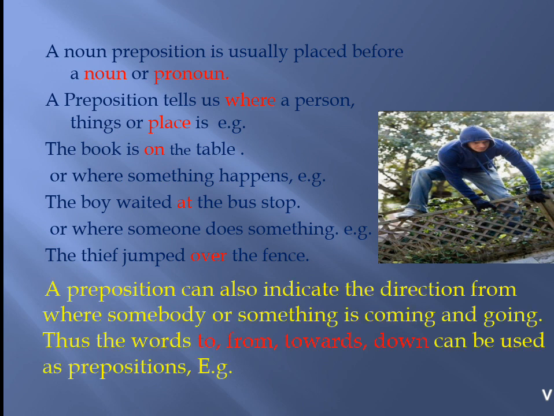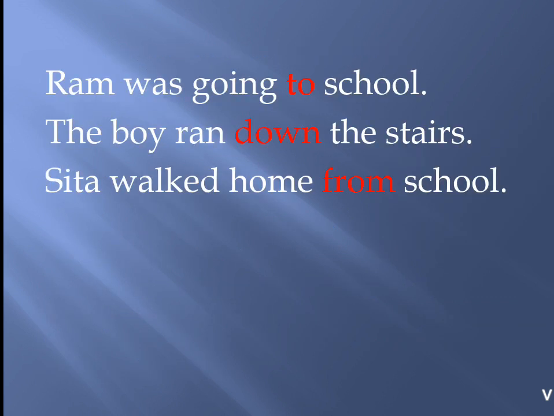A preposition can also indicate the direction from where somebody or something is coming and going. Thus, the words to, from, towards, down can be used as prepositions. Examples: Ram was going to school. The boy ran down the stair. Sita walked home from school.